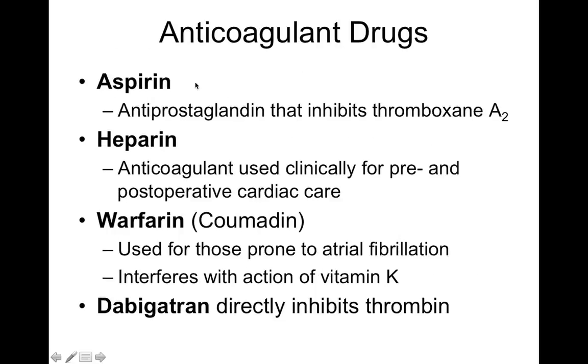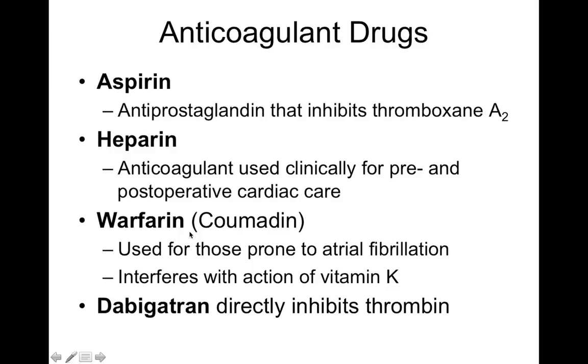There are different anticoagulant drugs, like aspirin, heparin, warfarin, dabigatran. All of these are going to prevent coagulation in some regard. Aspirin affects the thromboxane A2 pathway. Heparin's a pretty potent anticoagulant. We know it's made by our own body because it's made by basophils, but it also can be delivered in post-operative cardiac care. That way you can prevent blood clots from forming.